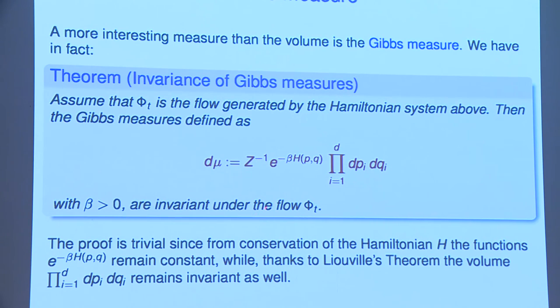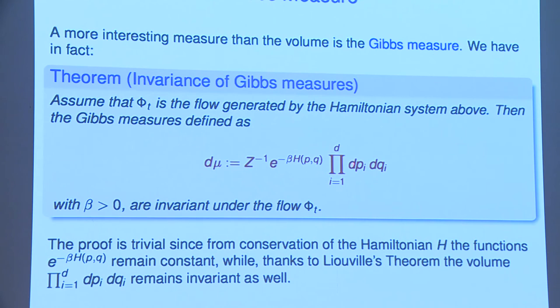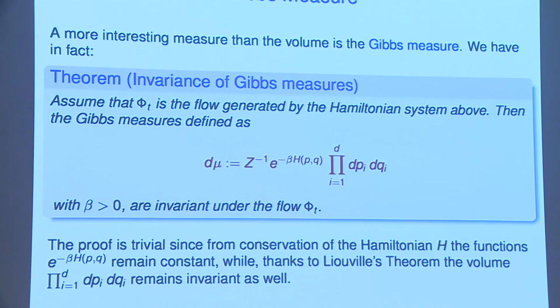Now, if we look again at the Hamiltonian flow, my claim is that the flow also leaves this mu invariant. This is called the Gibbs measure. Why does it leave it invariant? Well, it's pretty trivial. This part is finite, we are talking about finite dimension, this d is finite, and it's invariant.